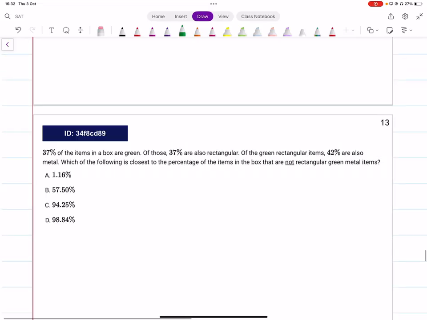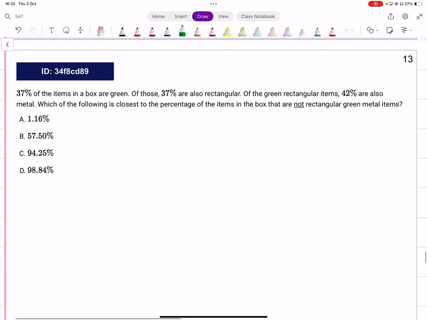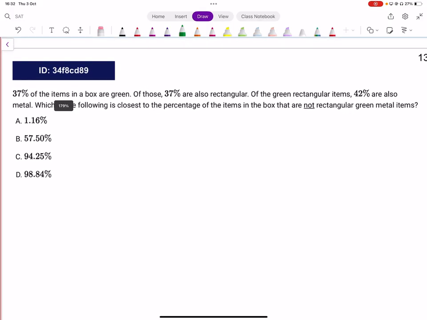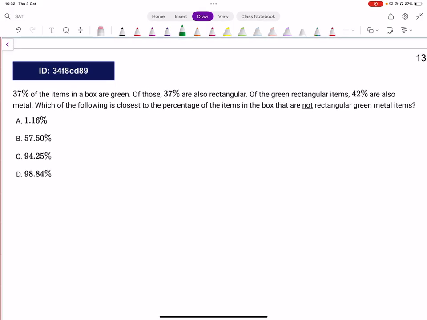Next is 13. 37% of the items in a box are green. Of those, 37% are also rectangular. Of the green rectangular items, 42% are also metal. Which of the following is close to the percentage of items in the box that are not green rectangular metal items? Okay.